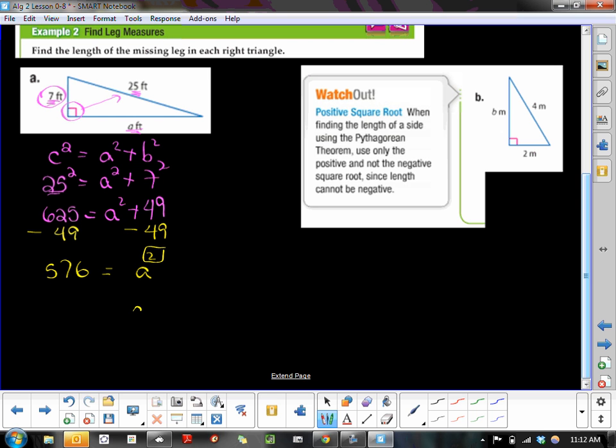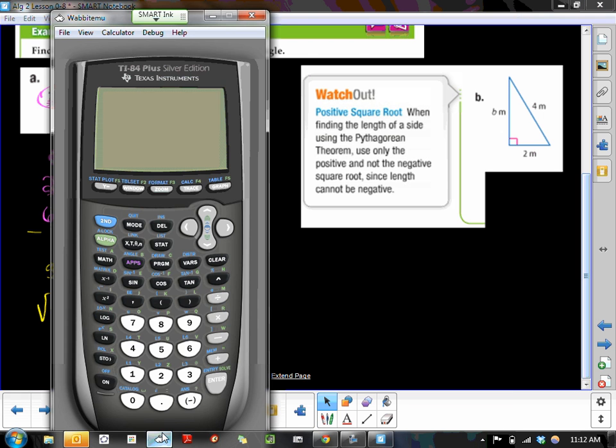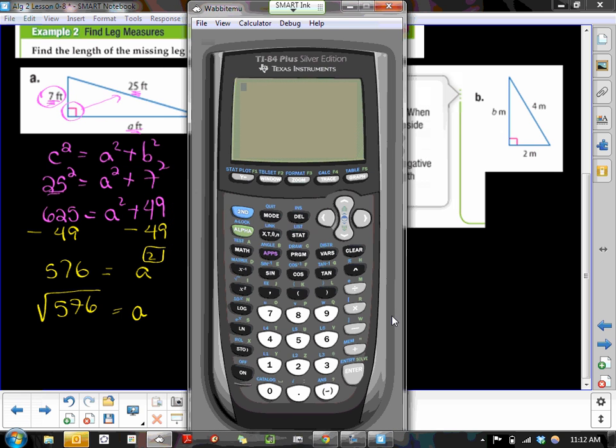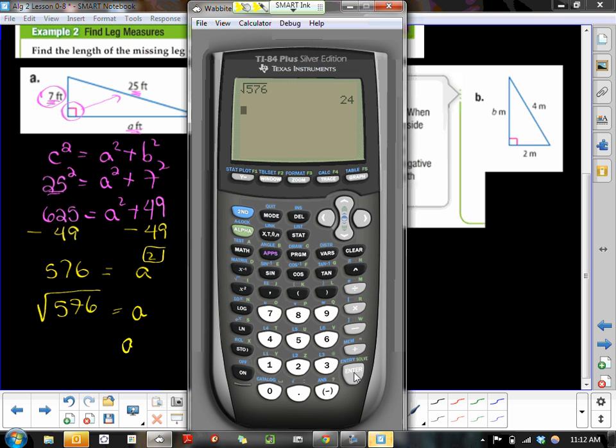To undo squaring, we take the square root, so a is the square root of 576. And I think I recognize that as a perfect square, but what we can do is run our second square root. Square root of 576, enter, and it's 24. So the length of our missing leg is 24 feet.